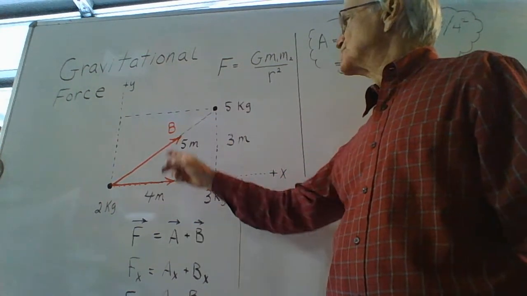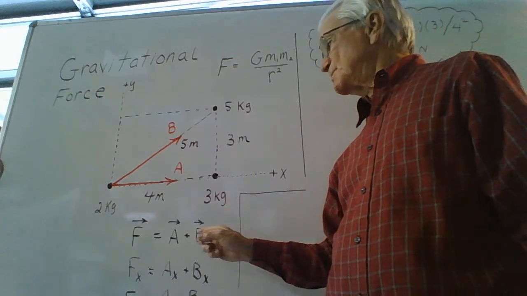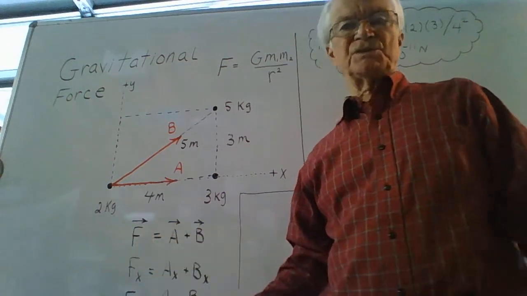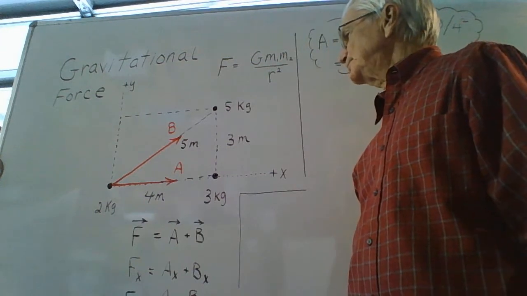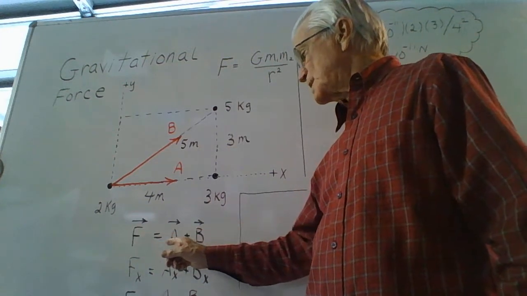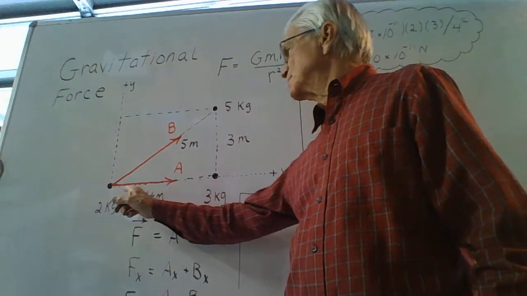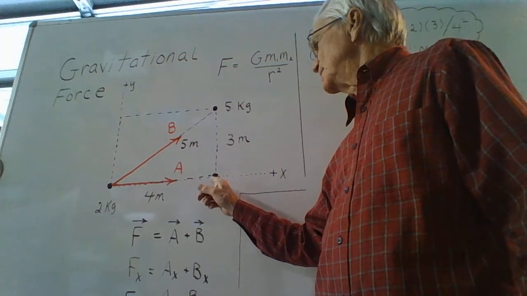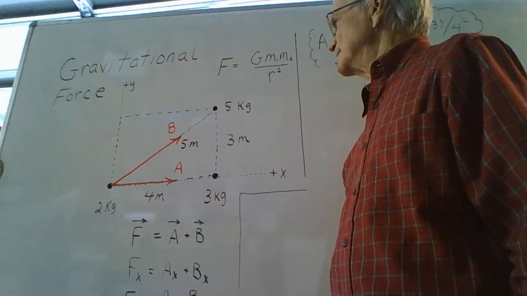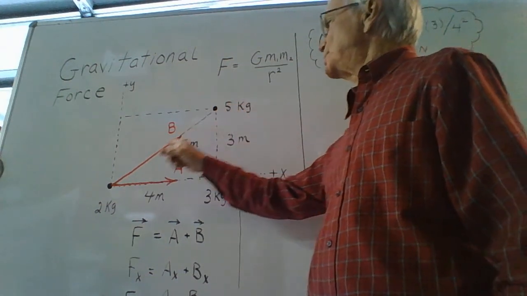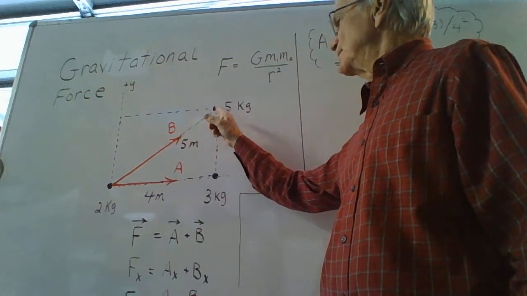Our goal is to find the sum of the A and B vectors. We'll call the sum of those two vectors F, which will stand for the total force on the 2 kilogram object. So the force vector is A vector plus B vector. The A vector points from 2 to 3. The 3 is pulling on the 2 kilogram to our right. The 5 kilogram object is pulling on the 2 kilogram object with a force vector that lies along the diagonal.